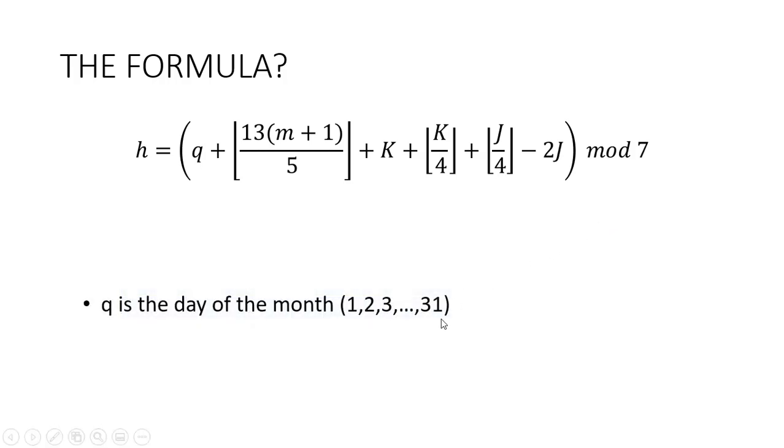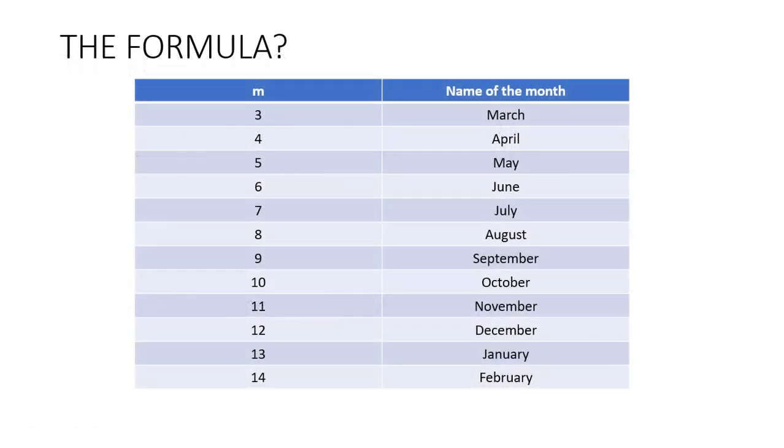Q is the day of the month. For example, I was born on April 8th, so Q will be 8 because that's the day of the month. M is the number of the month. So if I was born in April, then M will be 4.